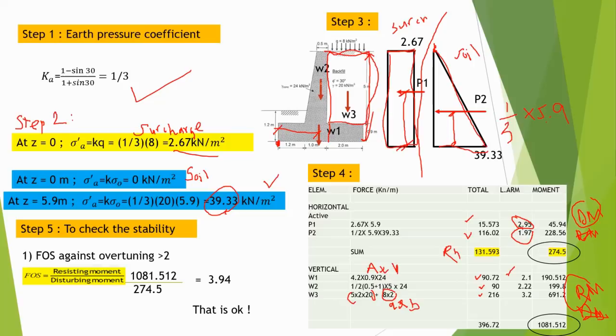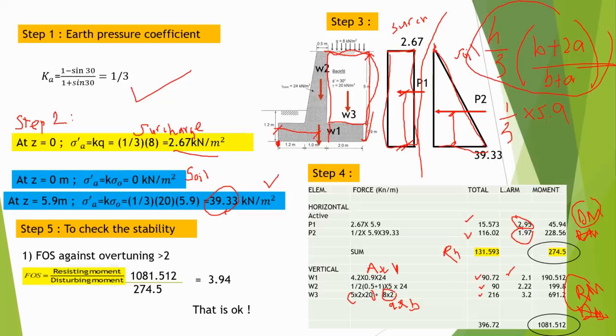W2 nak cari, kita guna apa? Kita guna centroid dia. Kita guna dia punya formula centroid. Macam mana cari centroid of the concrete as well of the trapezoidal. So formula dia ialah h over 3 kurungan b plus 2a divided by b plus a. So this is a formula for the trapezoidal.